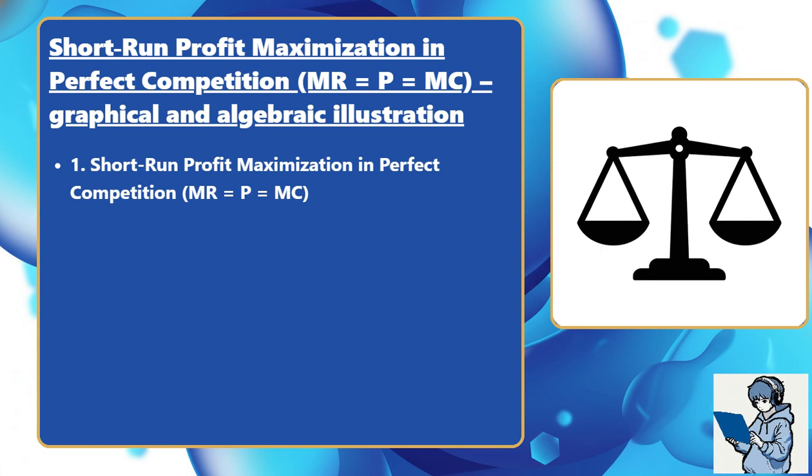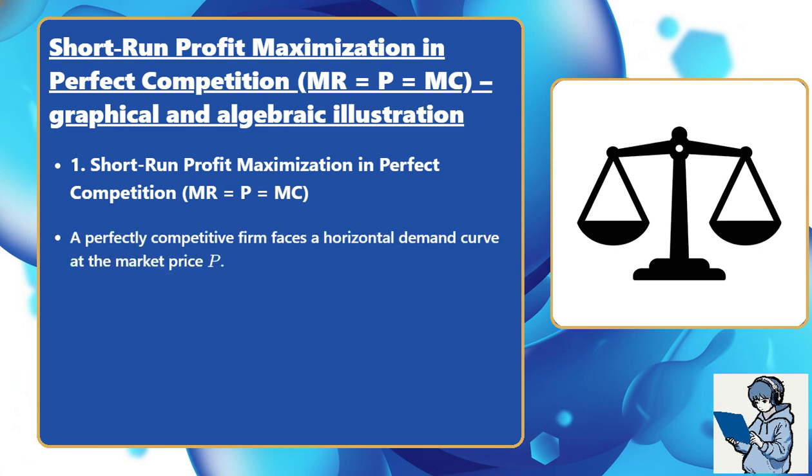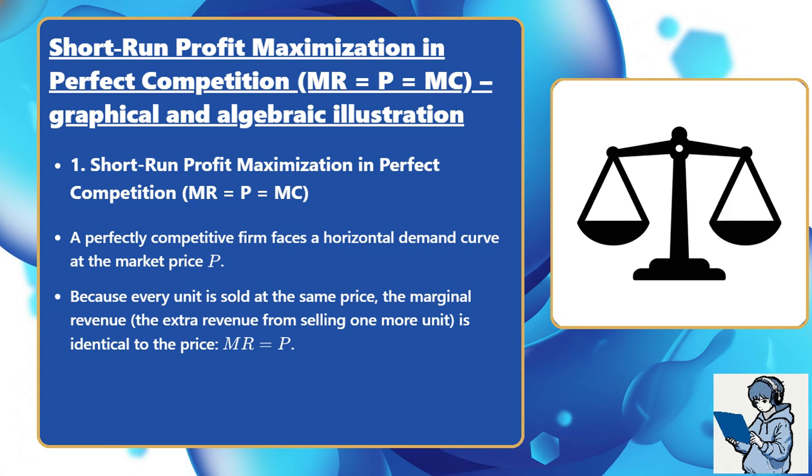Section 1, Short-Run Profit Maximization in Perfect Competition, MR equals P equals MC. A perfectly competitive firm faces a horizontal demand curve at the market price P. Because every unit is sold at the same price, the marginal revenue, the extra revenue from selling one more unit, is identical to the price, MR equals P.